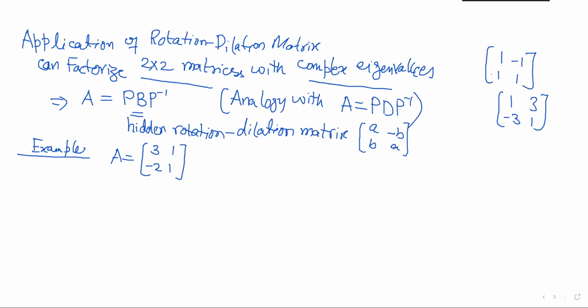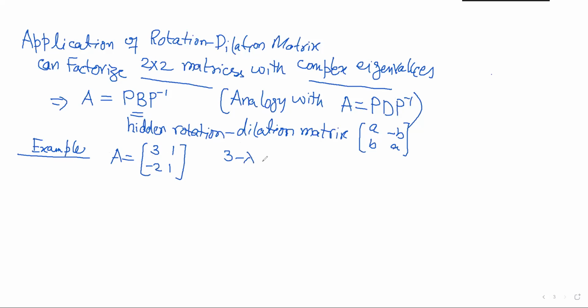So we need to find it. How are we going to find it? That rotation dilation matrix will be based on the eigenvalues. And remember that this matrix should have complex eigenvalues. If the matrix does not have any complex eigenvalues, then we cannot factorize it like this; in that case we will try to factorize it with the other approach. Now A is 3, 1, minus 2, 1. Let's find its eigenvalues first.